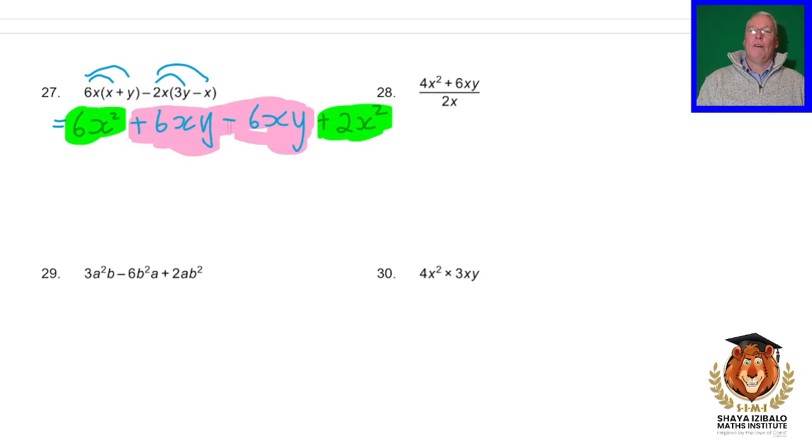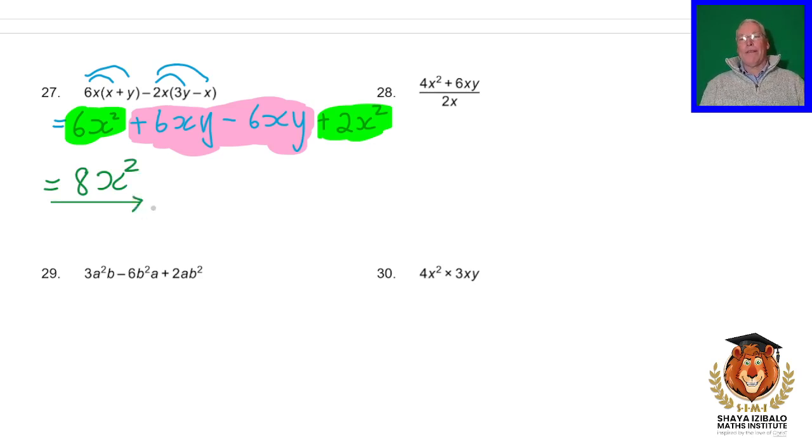Now what do you think we've got in terms of xy's? We haven't got any. They cancel each other out. We get 0 xy's. That's just 0. But we have got some x squareds. Our final answer, 8x squared. A common error might be to say 8x to the 4.